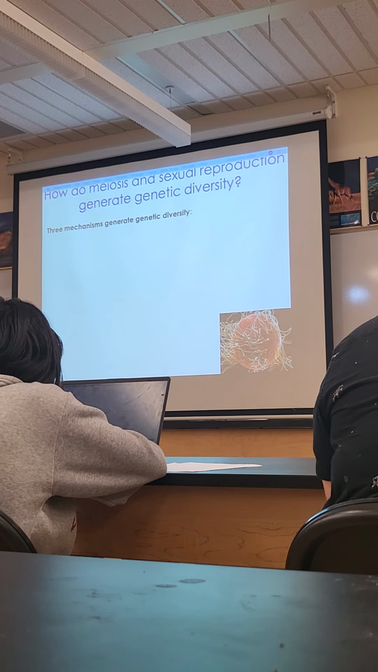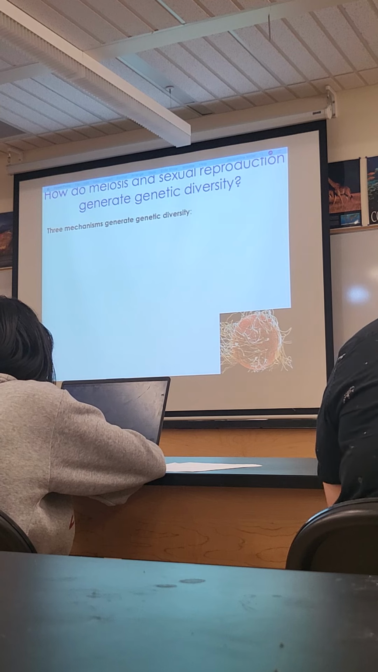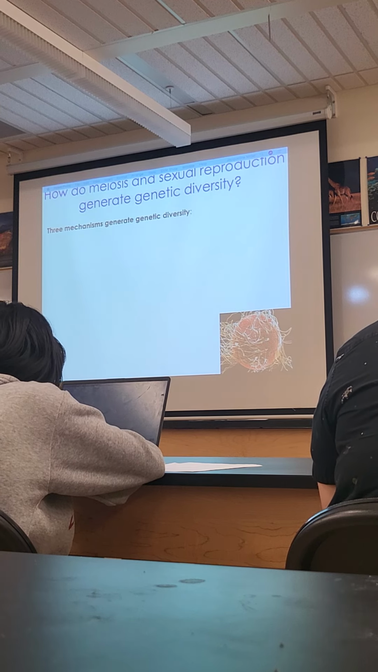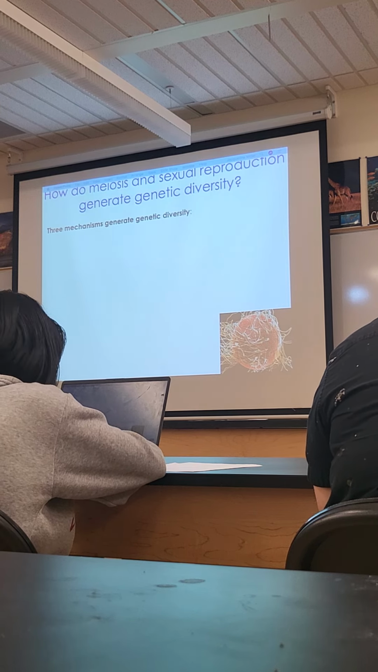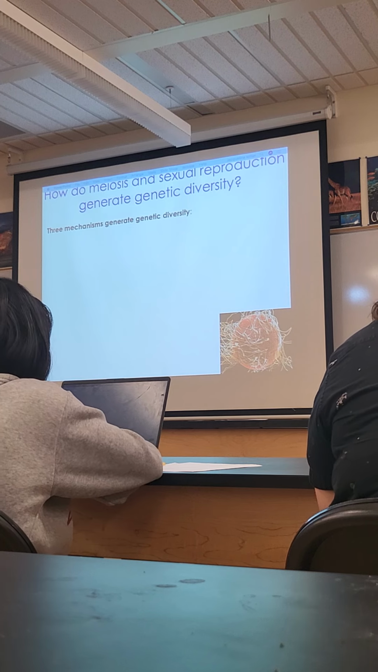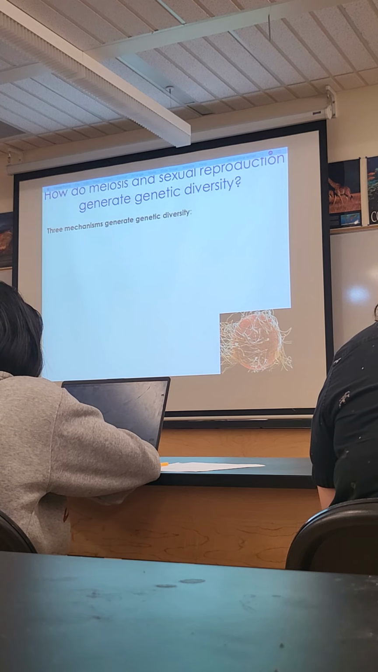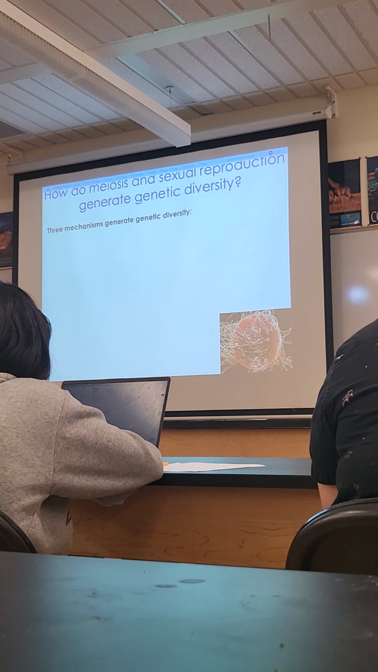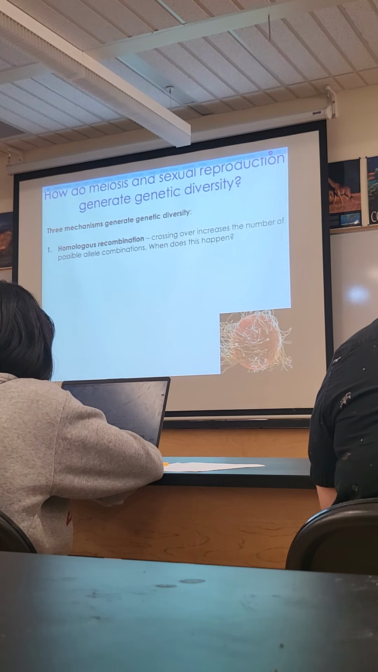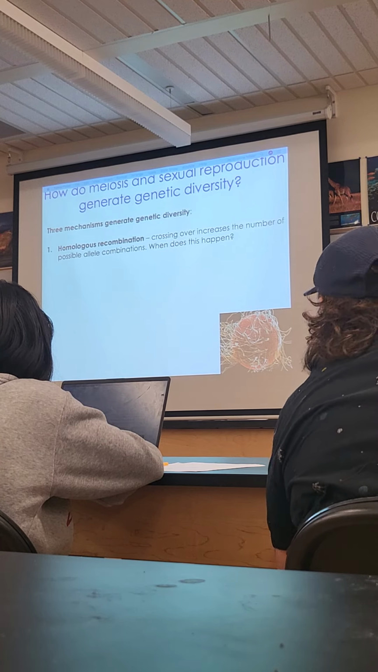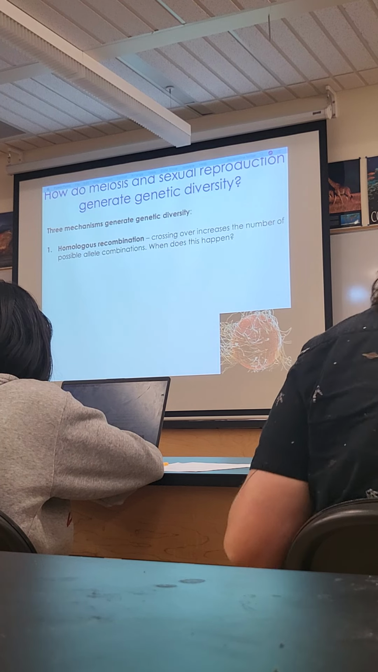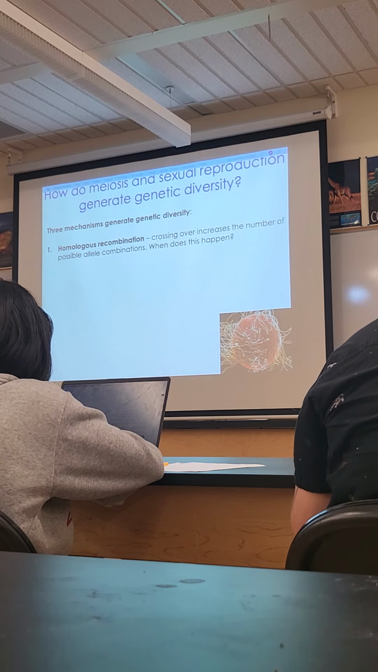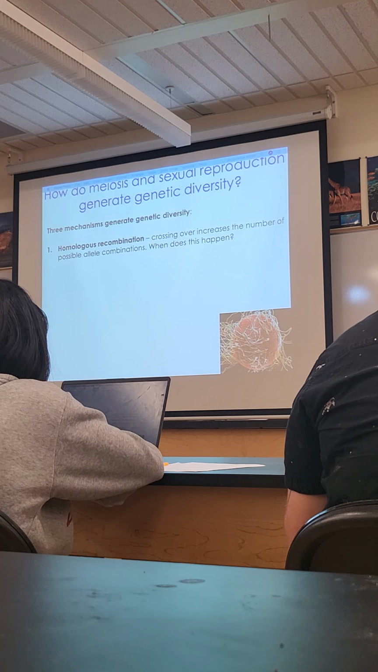What's one thing? Crossing over. Yeah, so crossing over is creating combinations that have never been seen before. That's one thing. In the lining up, they just do it randomly. Yes, so you could say random alignment, or also there's another word you could say, independent assortment of the chromosomes. Those both describe the same thing. So the first one I have listed, homologous recombination, is the same as crossing over. So that increases the number of possible allele combinations.